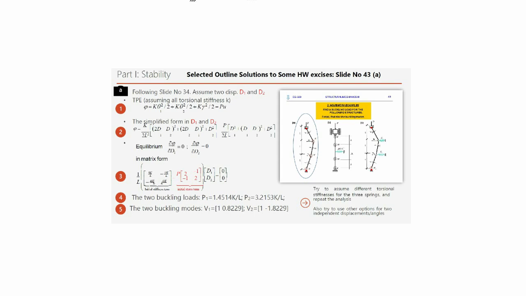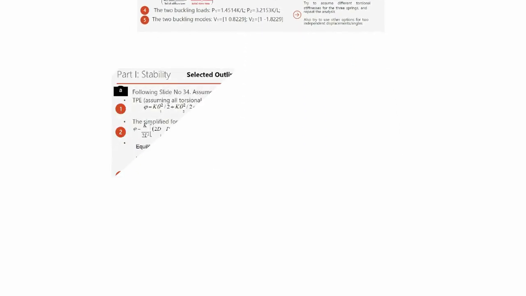Try different stiffnesses for the three springs, and repeat the analysis. The two buckling modes are V1 equals (1, 0.8229), V2 equals (1, -1.8229). Also try to use other options for two independent displacements or angles.